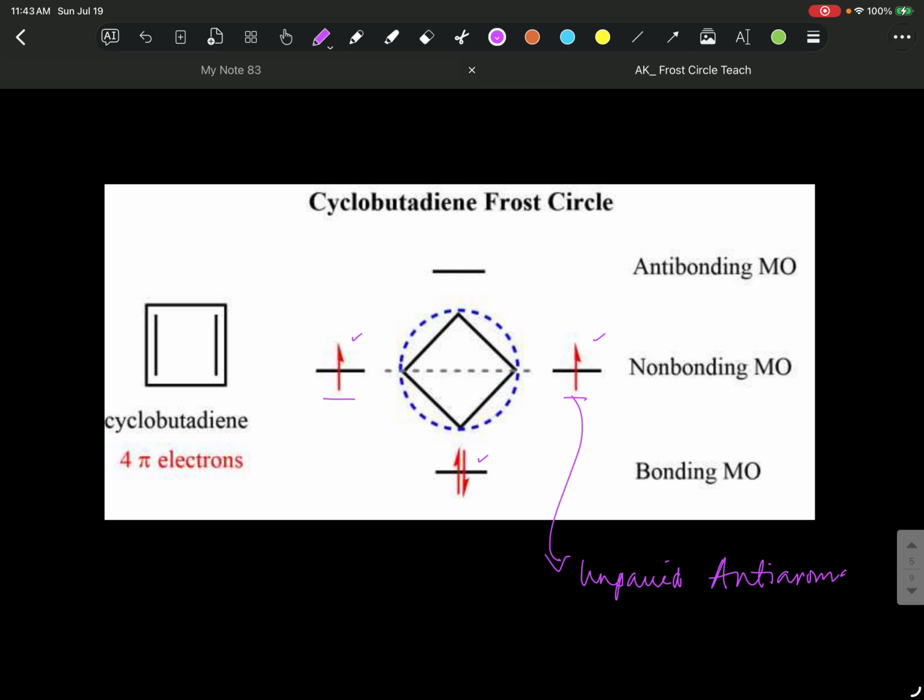Unpaired electrons are always the least stable. They're highly reactive. Think of the radicals. Radicals have an unpaired electron, so they're extremely reactive. The more reactive or more unstable the molecule is, that means it's lower in stability.